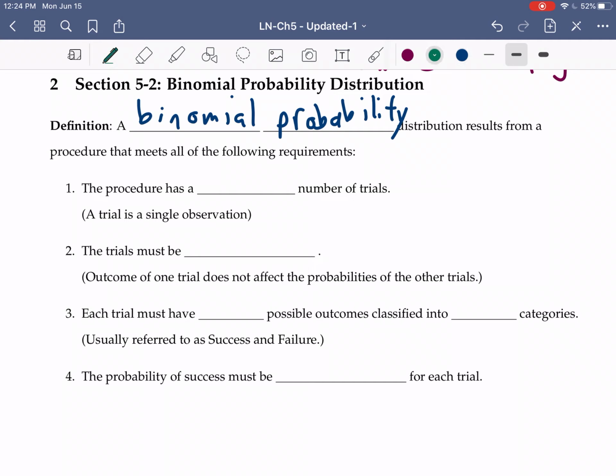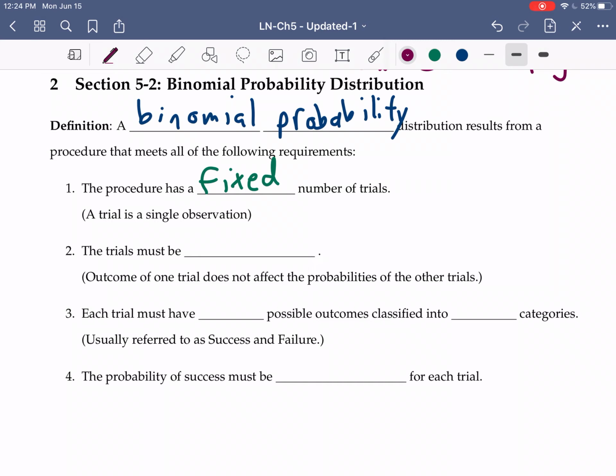The first requirement is the procedure should have a fixed number of trials. A trial is a single observation. If you don't know going into it how many trials you're going to have, it's not binomial. If you say we're going to stop when we see a certain number of successes, that's not binomial, because you don't know how long until you see that number of successes. If you say we're going to stop after 12 trials, that is potentially a binomial. It at least has a fixed number of trials.